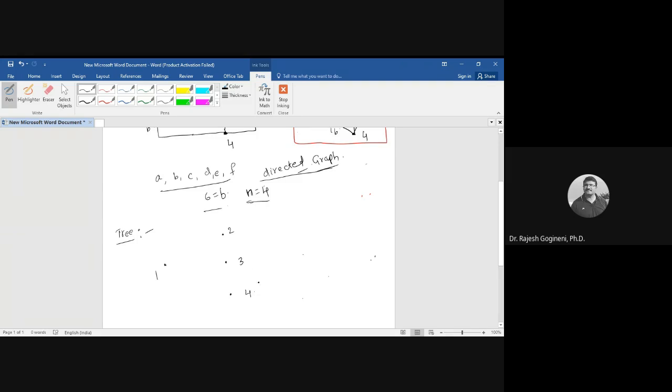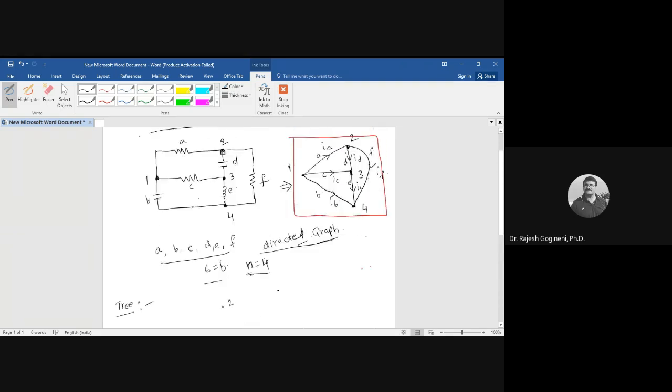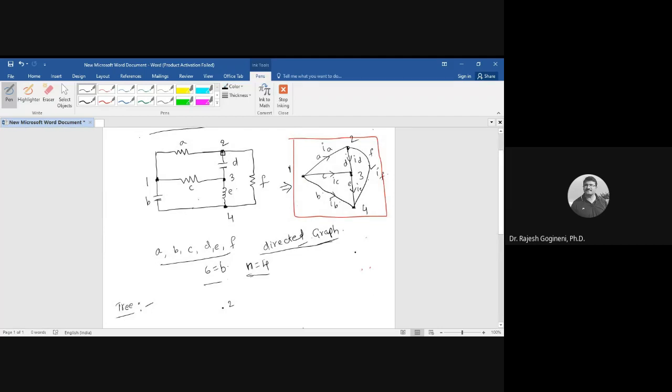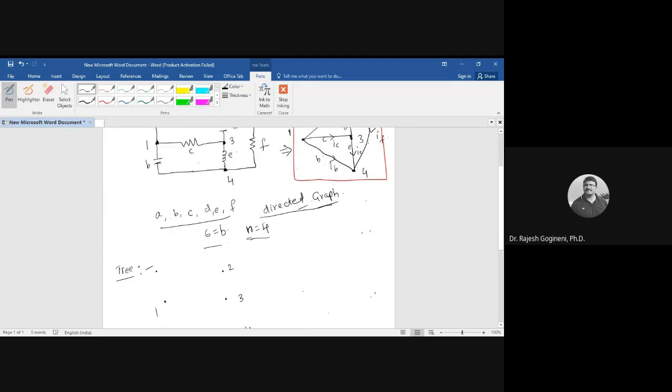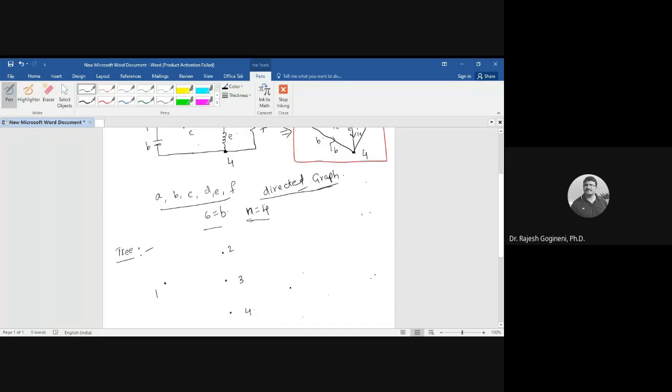So the four nodes are there. The tree must contain all the nodes of the graph, but there should not be any closed path between any two nodes. So how to write this one? That means the number of branches may be different. The number of branches is always less than what a graph can have. So if I write like this, suppose this is the node 2.